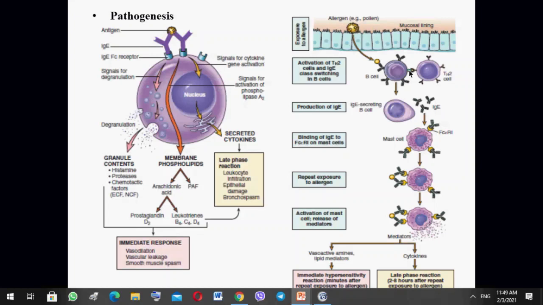This allergen will come to our immune system. It will stimulate the T helper lymphocytes, and these T helper lymphocytes will secrete cytokines that will stimulate the B lymphocyte. The B lymphocyte will differentiate into plasma cells, and these plasma cells are able to secrete immunoglobulins. In this type of reaction, the type of immunoglobulins produced by plasma cells are the IgE immunoglobulin.